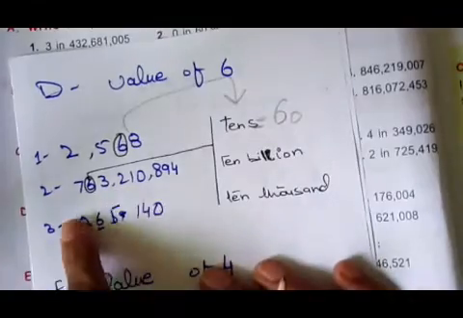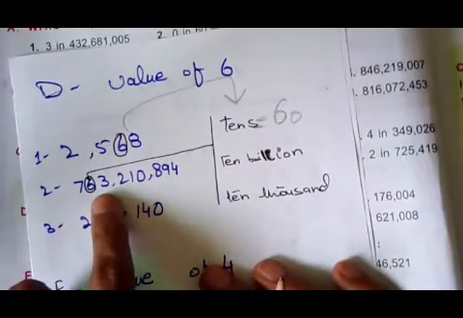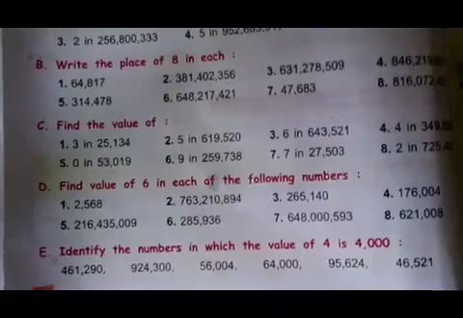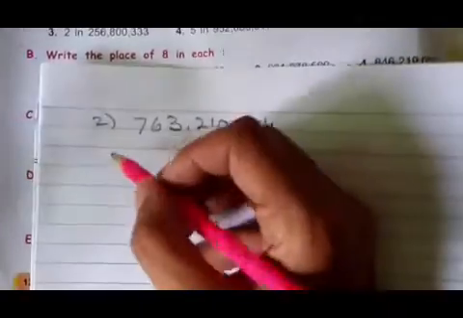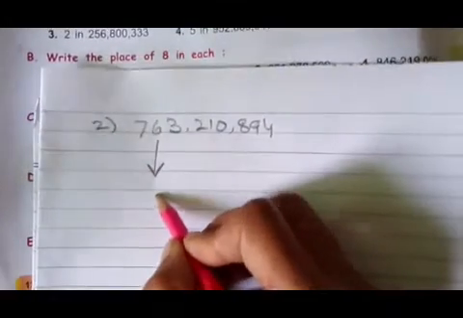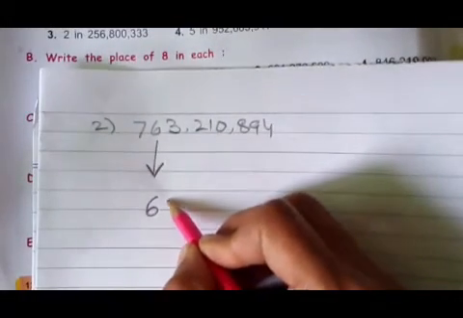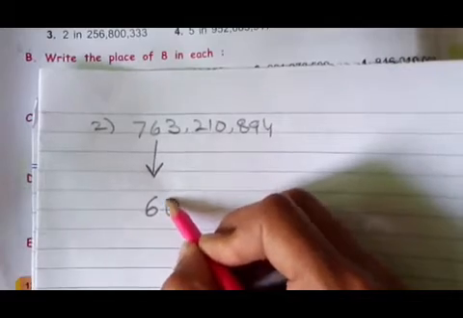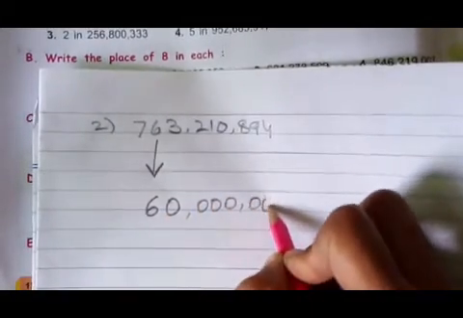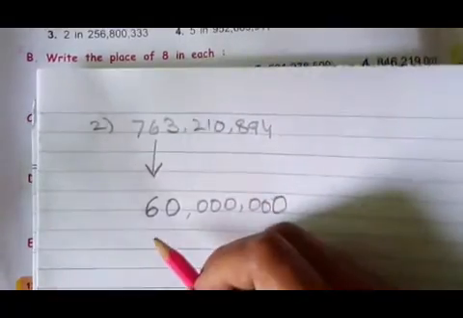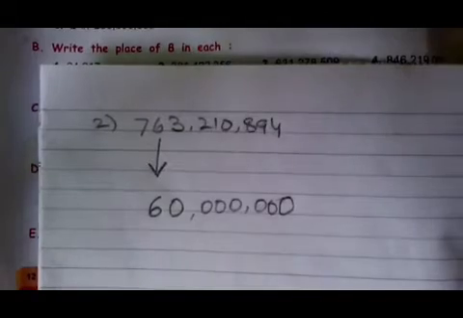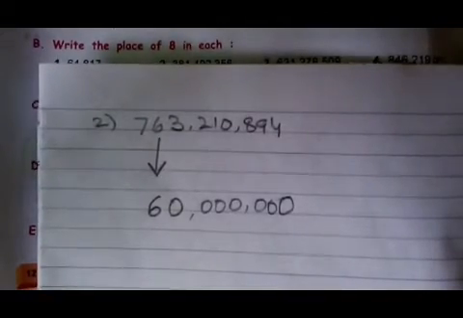Then 763 million. So we have to write the place value of 6. So write here 6, because it is 63 million, 60. So write here 60 million by putting 6 zeros. So 60 million. Okay, this is on ten millions place. So the value of 6 is 60 million.